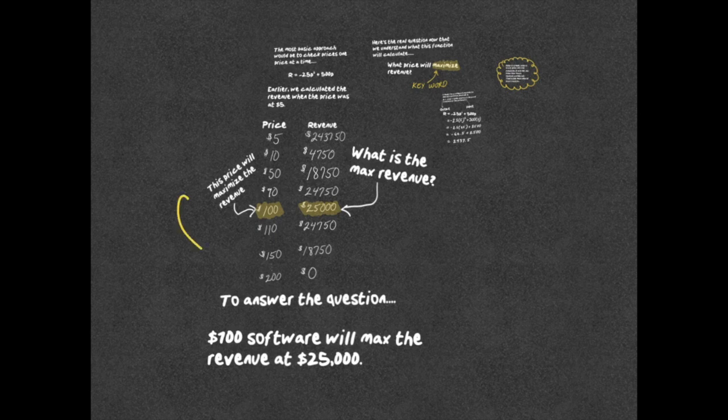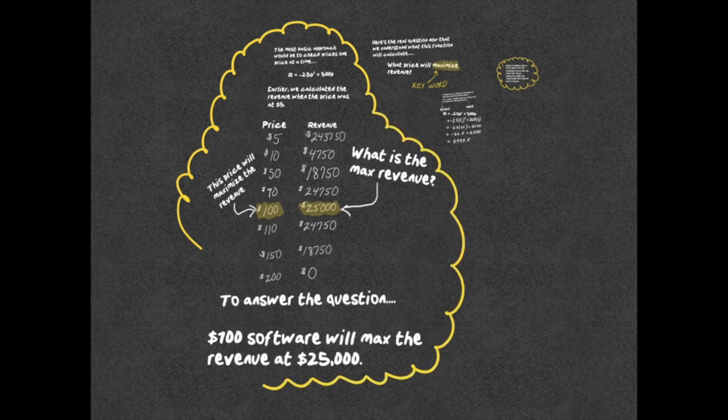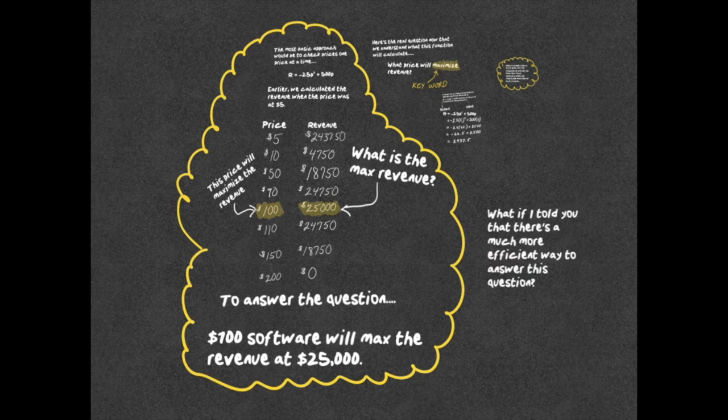One value at a time, you can see the prices climb, and then from there, you can see what the max revenue is. But this isn't the best way of figuring this out. What if I told you there is a much more efficient way to figure this out?